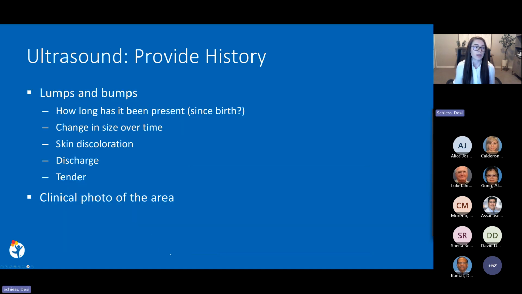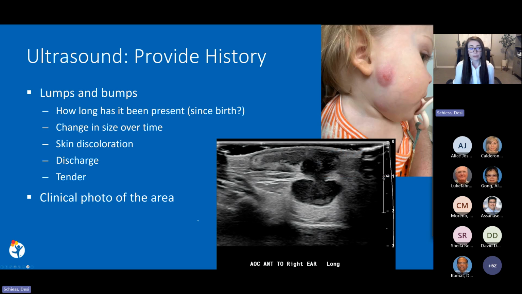For soft tissue ultrasounds, the history is absolutely critical. Things the radiologist wants to know include how long has it been present? Specifically, has it been present since birth? Then we need to be thinking about congenital etiologies. Any change in size over time, skin discoloration, discharge, or tenderness. It's also helpful to have a clinical photo of the area in the patient's chart. Our sonographers routinely obtain these as part of soft tissue exams, as in this case of one of my favorite diagnoses, atypical mycobacterial adenitis, in which the photo cinches the diagnosis.